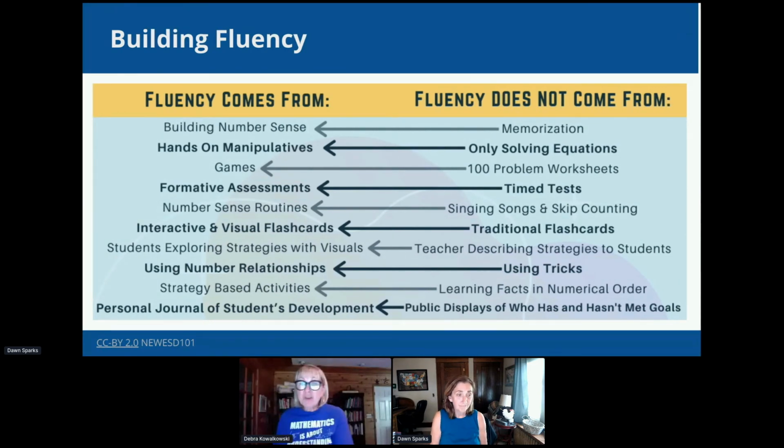But with tweaking them, we can still use that. And that's something that parents and friends, family, others can really help us with and support fluency. Thanks, Dawn.